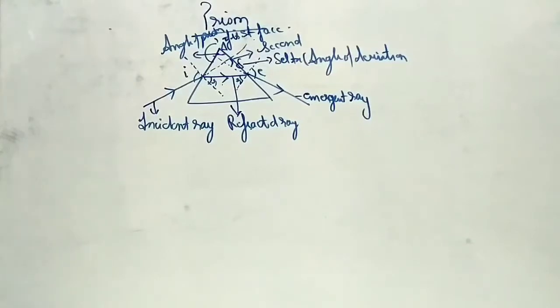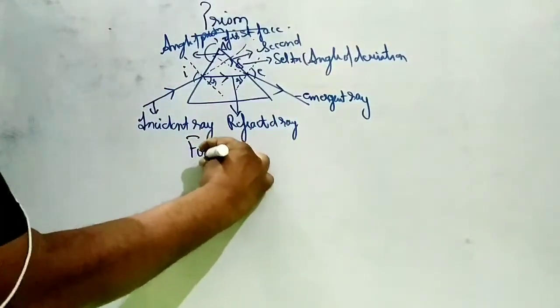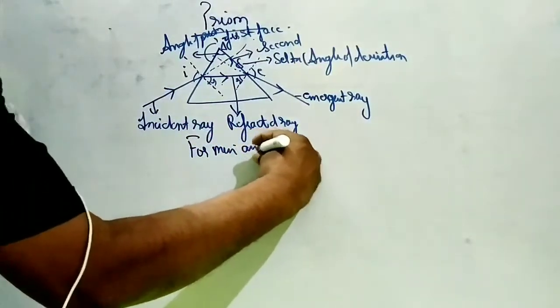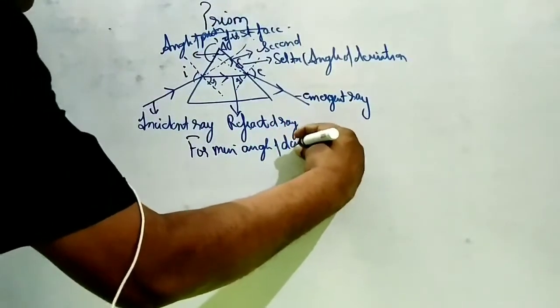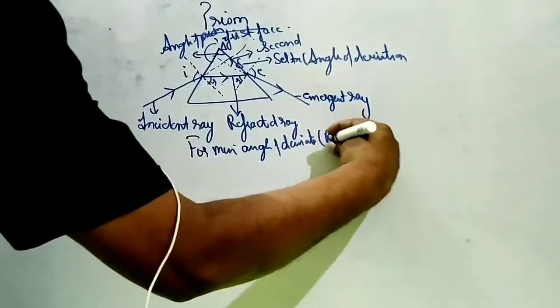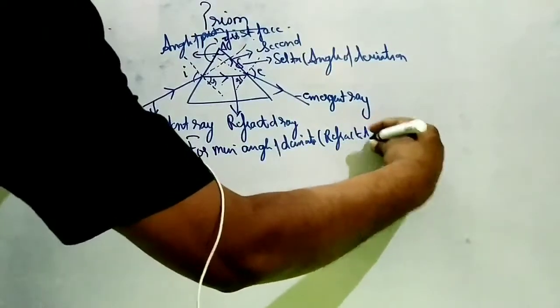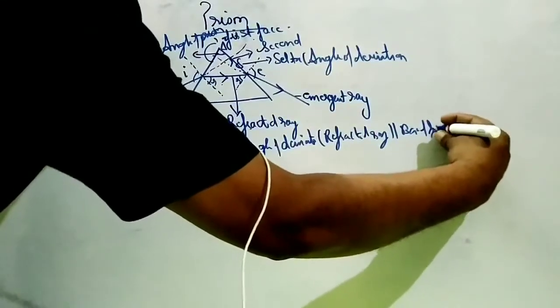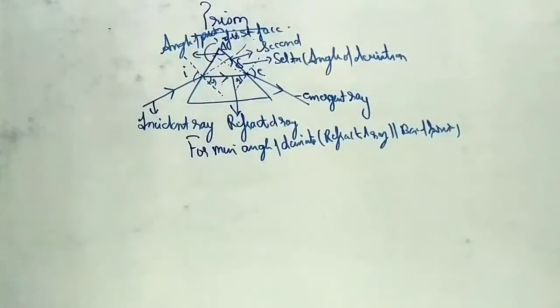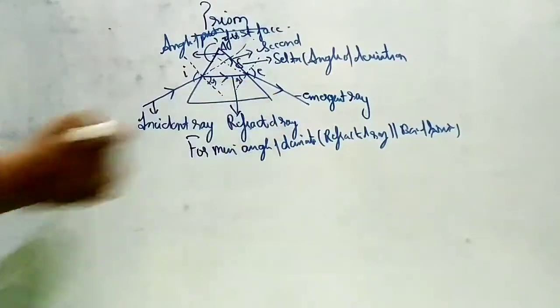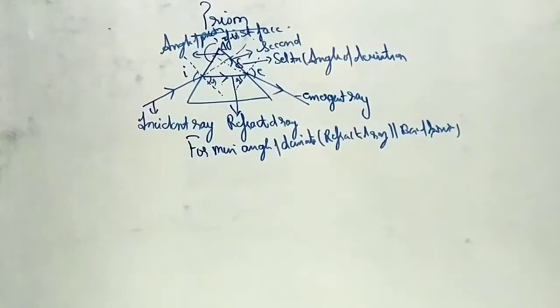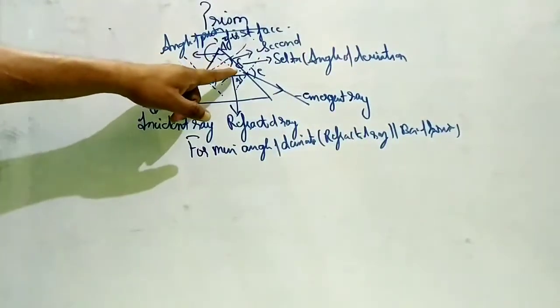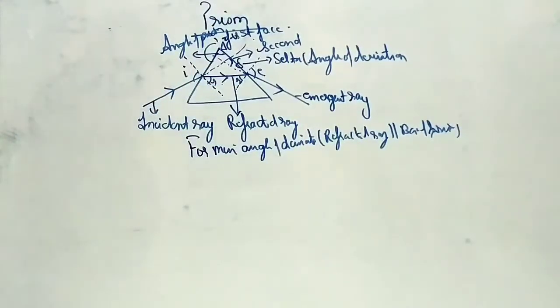If we want the angle of deviation to be minimum, then for minimum angle of deviation, the refracted ray should be parallel to the base of the prism. This is the refracted ray. It will be parallel to the base of the prism. In that case, the angle of deviation will be minimum.